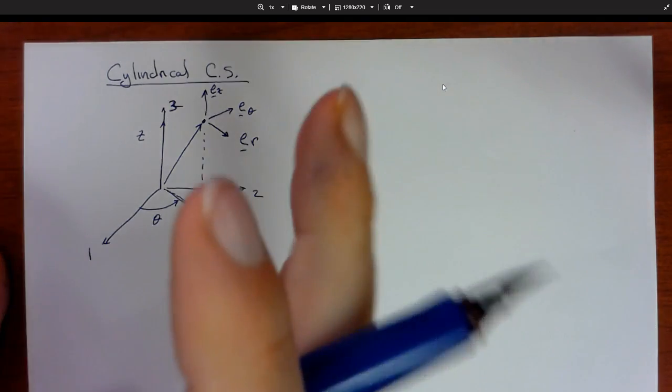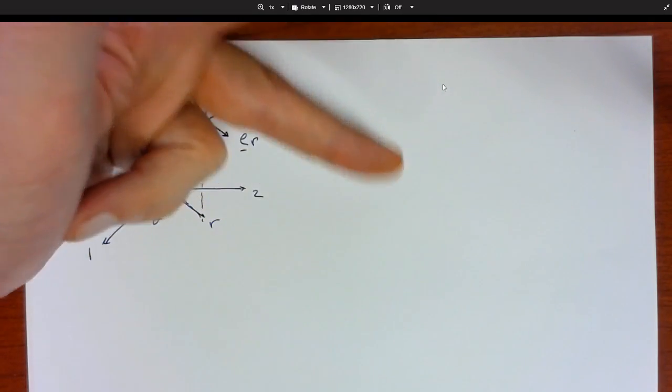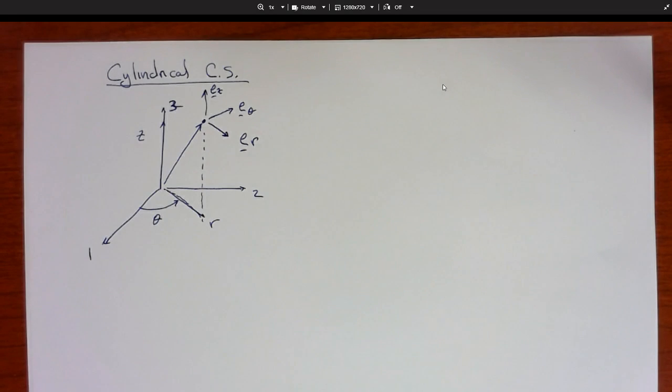So as we change theta, notably, the ERs and the E thetas all rotate as well. Which is different than a Cartesian coordinate system. So there is a differential.